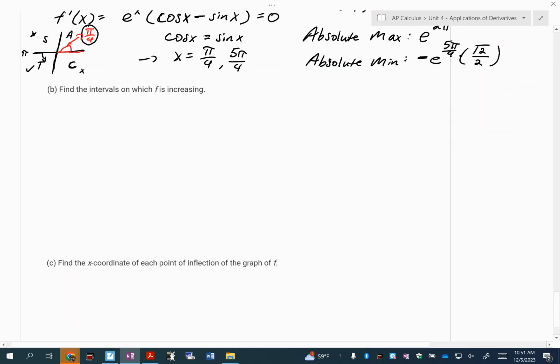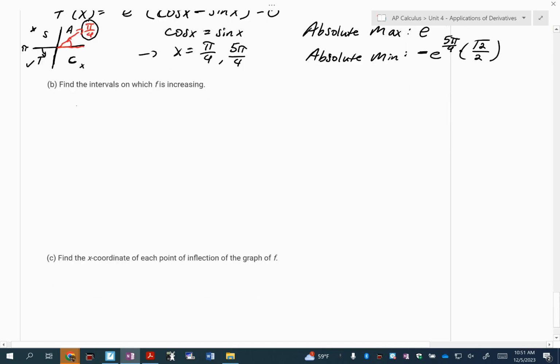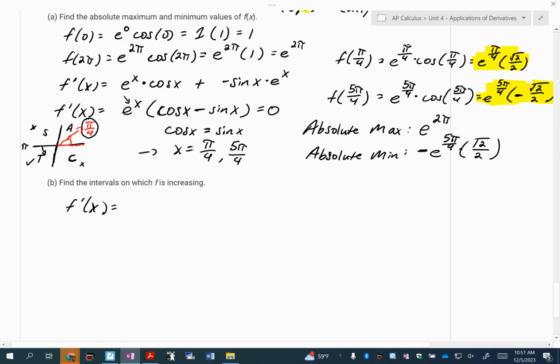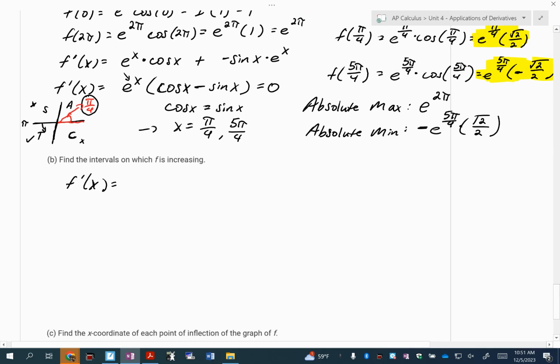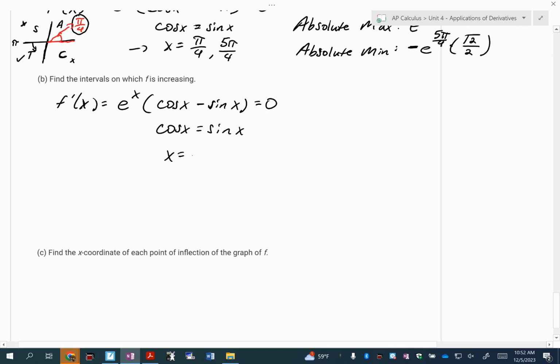Okay, find the intervals on which f is increasing. So the way we've done this with algebra has been to take the derivative, right, to find the critical points, which we did. We found the derivative was factored: e to the power of x times cosine of x minus sine of x, right? We set it equal to 0. We found our critical points, thinking about cosine of x being the same as sine of x. So those critical points were pi over 4 and 5 pi over 4.